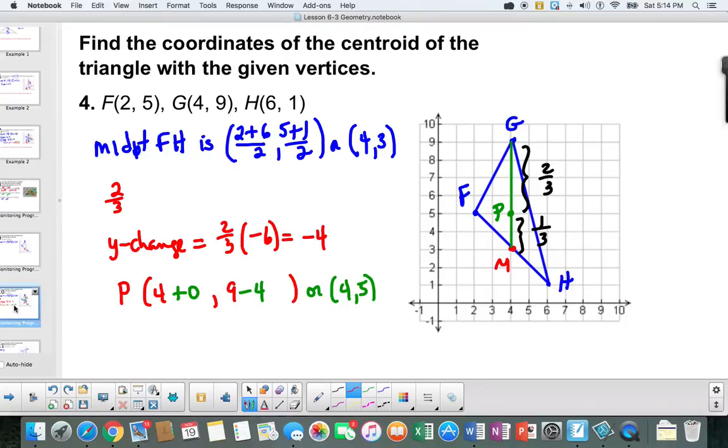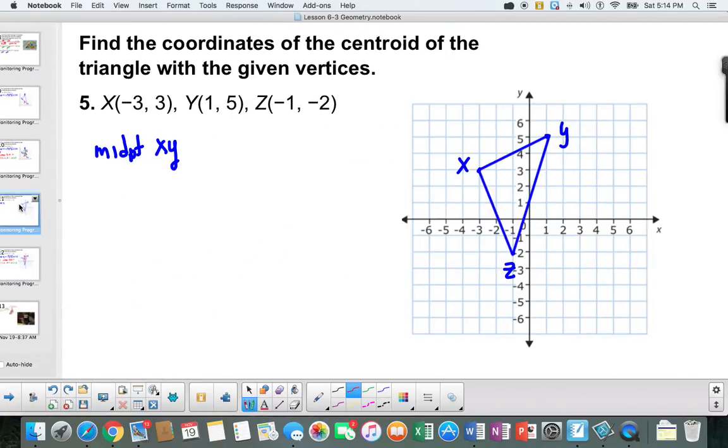And here's the answer. 2/3 of the way down, we have to go down -6. We want 2/3 of -6, which is -4, which will get me to, I'm not moving anywhere left or right, it'll get me down to 4, 5.